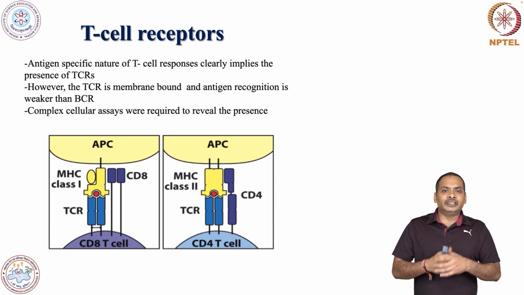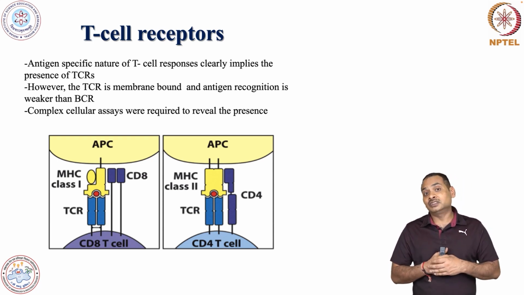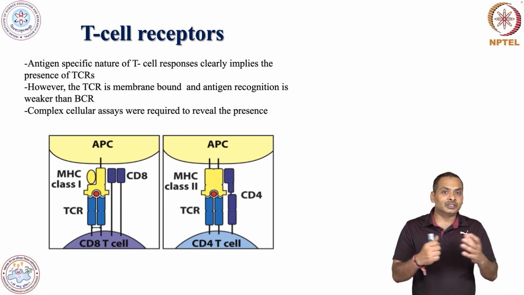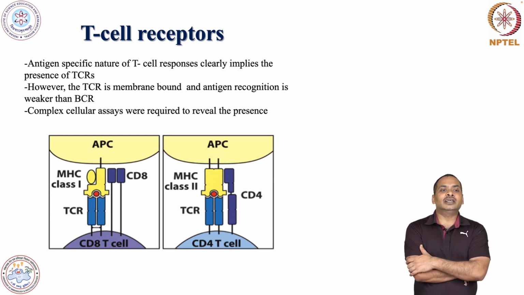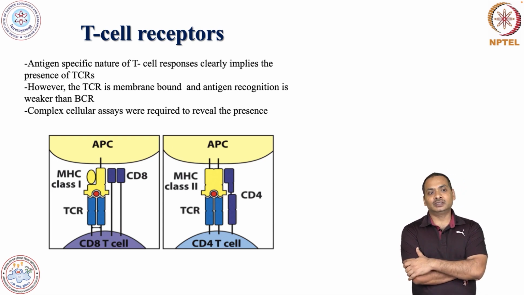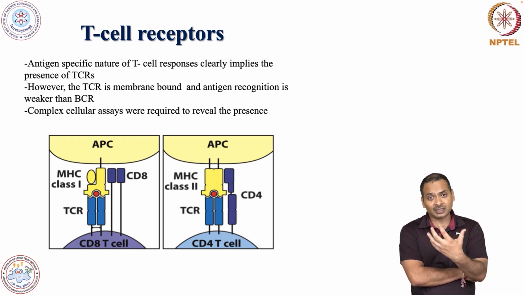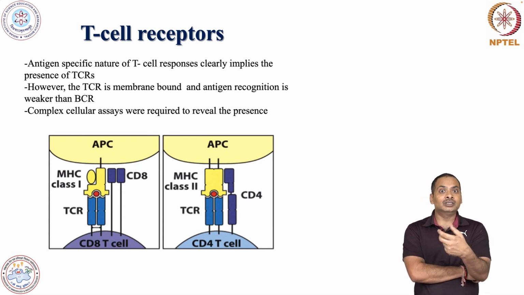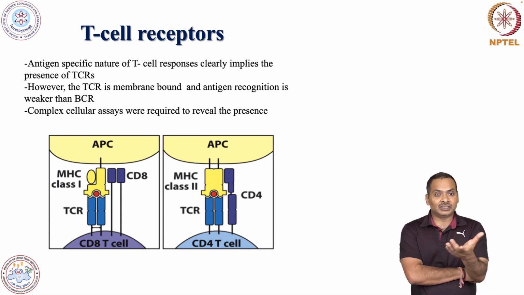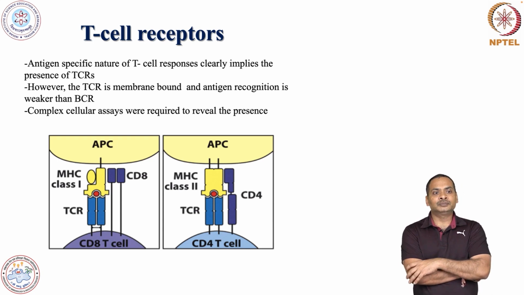Anyway, let us look at the T cell receptor, because it is better to understand the T cell receptor. Here you can see that it is antigen specific in nature. So, TCRs are antigen specific. Please note that it is like an antibody, but there are some differences I am going to tell in the next point. The antigen specific nature of T cell response clearly implies the presence of TCR.